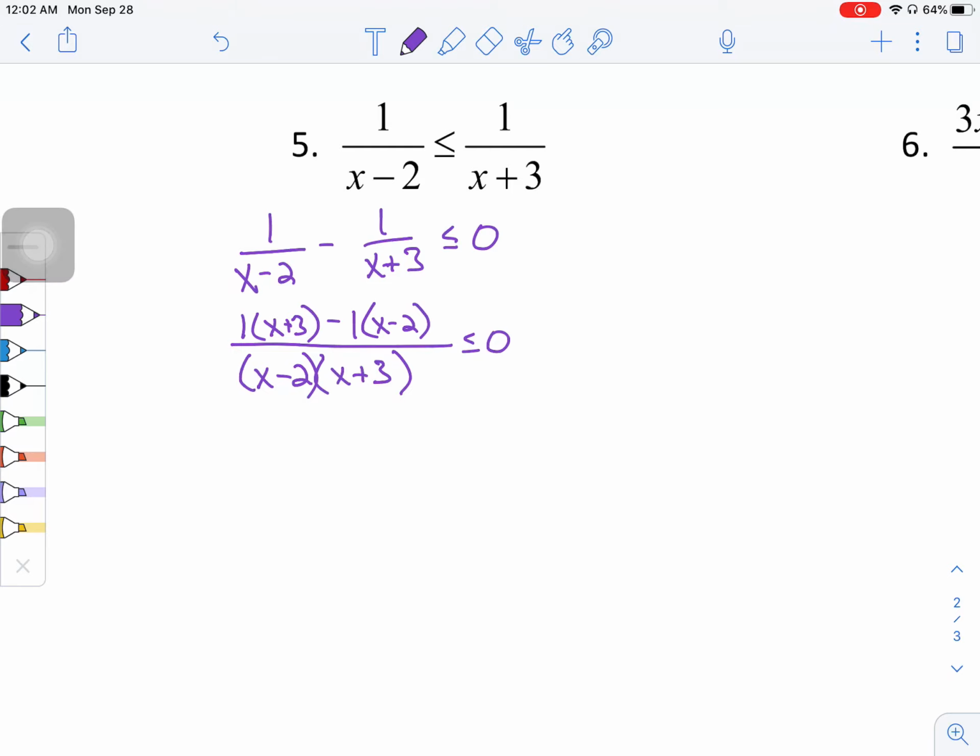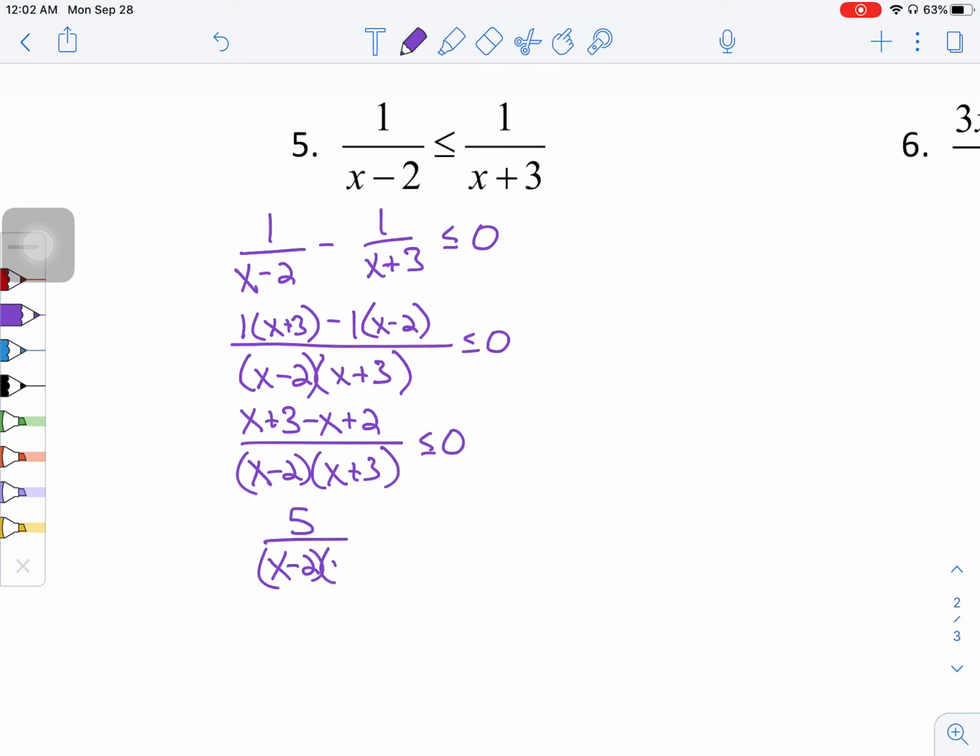Okay. A little cleanup in that numerator. So a little distributive property, minus x plus 2 all over x minus 2, x plus 3 less than or equal to 0. Okay. So cleaning up this numerator still again, looking to combine like terms, x minus x, there's no more x's in the numerator. So I've got 5 over x minus 2, x plus 3.